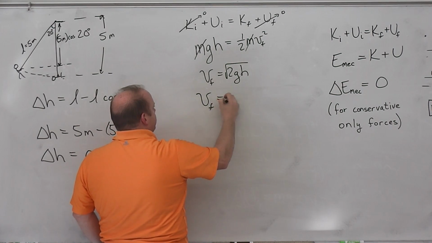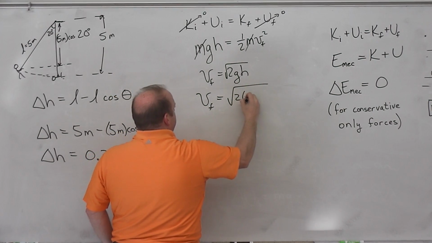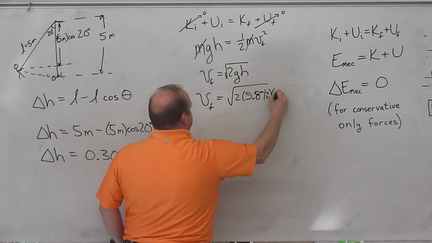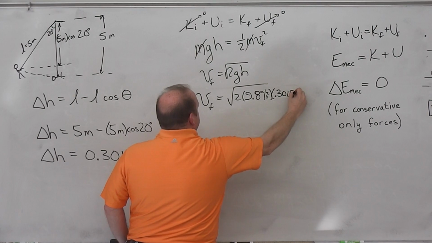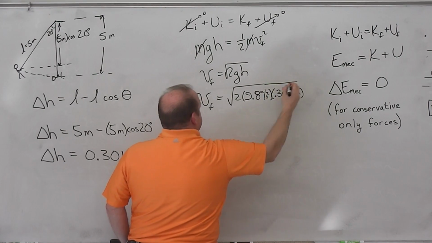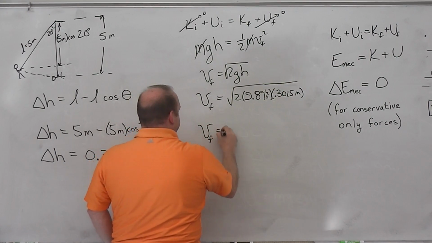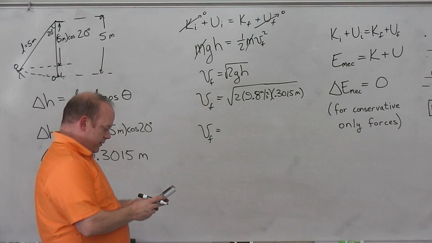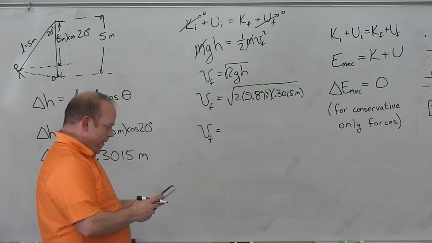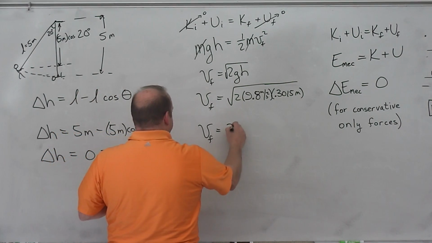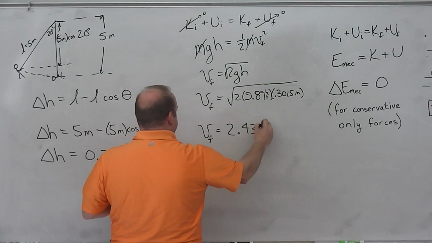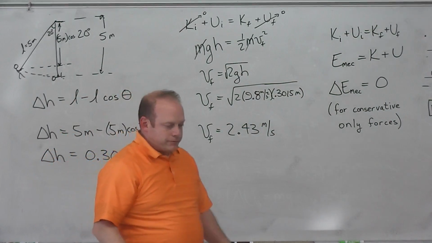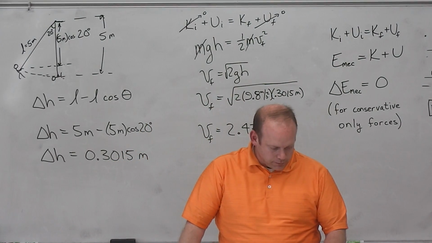So final velocity is equal to the square root of 2 times 9.8 meters per second squared times 0.3015 meters. Final velocity is equal to 2.43. I leave 3 digits for final answer. 2.43 meters per second. Okay.